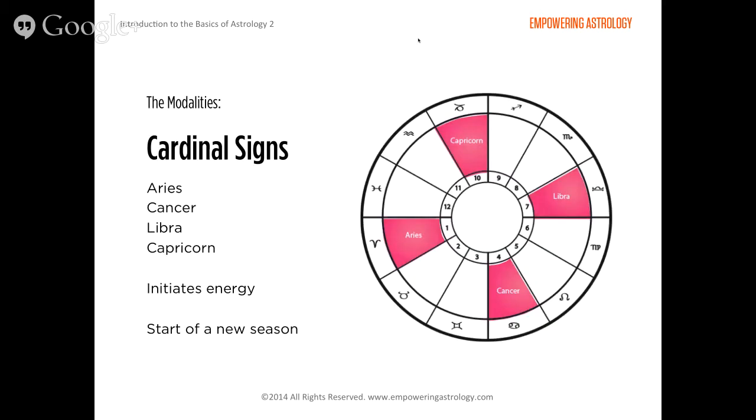The cardinal signs are Aries, Cancer, Libra, and Capricorn. They're called cardinal signs because they align with the start of a new season. They align with the cardinal directions, the 4 points, north, south, east, and west, so to speak.